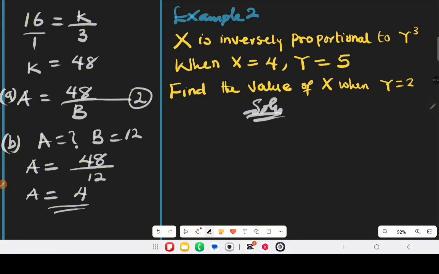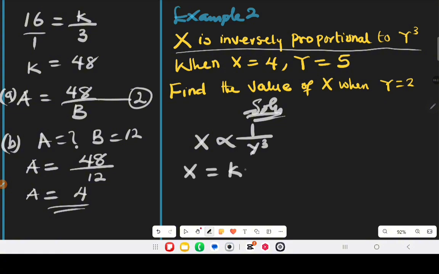Now, the equation connecting them, we have to change x is inversely proportional to y cubed to a mathematical statement, which is x is proportional to 1 over y cubed. Now, to remove this variation sign, as we introduce an equal sign, we introduce a constant as well. Then we have x equal to k into 1 all over y cubed, which gives us x equals k all over y cubed.